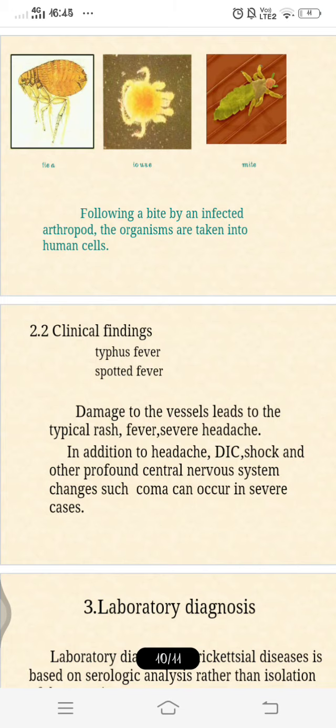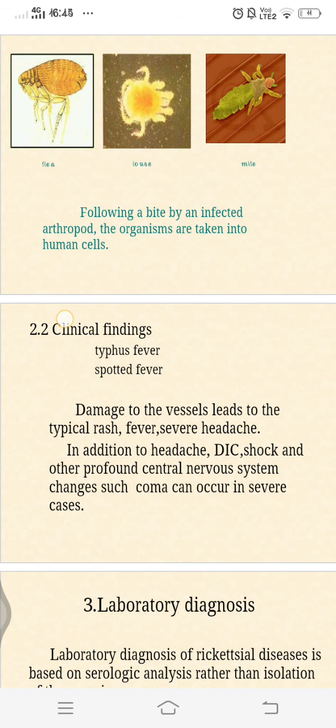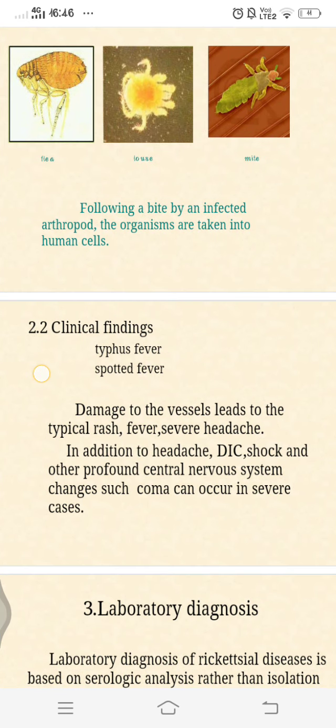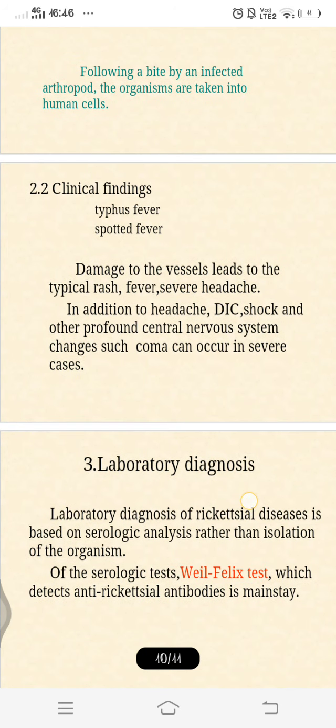And clinical findings, as I said, typhus fever, spotted fever. So damage to the vessels leads to the typical rashes, fever, severe headache. In addition to headache, DIC and shock, because in DIC blood is leaking, so hypovolemic shock because of low blood in the body, and also other profound central nervous system changes such as coma can occur in severe cases, because if blood is lost, it may even lead to coma.